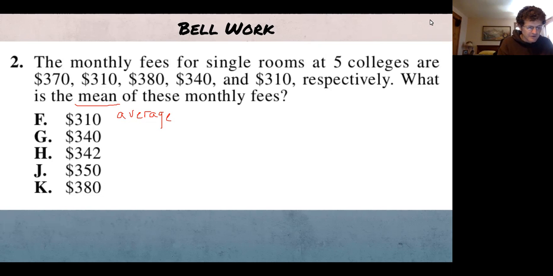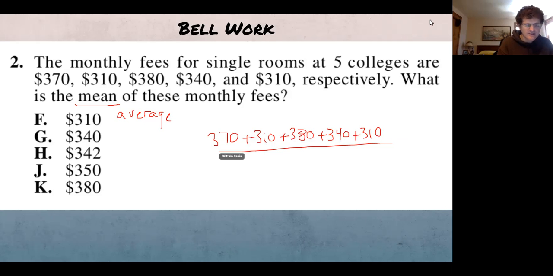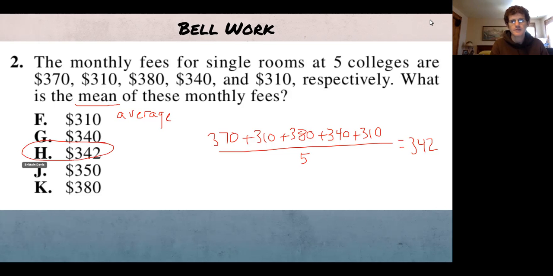So we have 5 different room rates. We need to add them up: 370 plus 310 plus 380 plus 340 plus 310. Then you take that sum and divide it by how many room rates we're looking at, which is 5. I'm not going to do that work by hand because this is definitely where we'd use our calculator. When we do this, we get 342. So there is your answer.